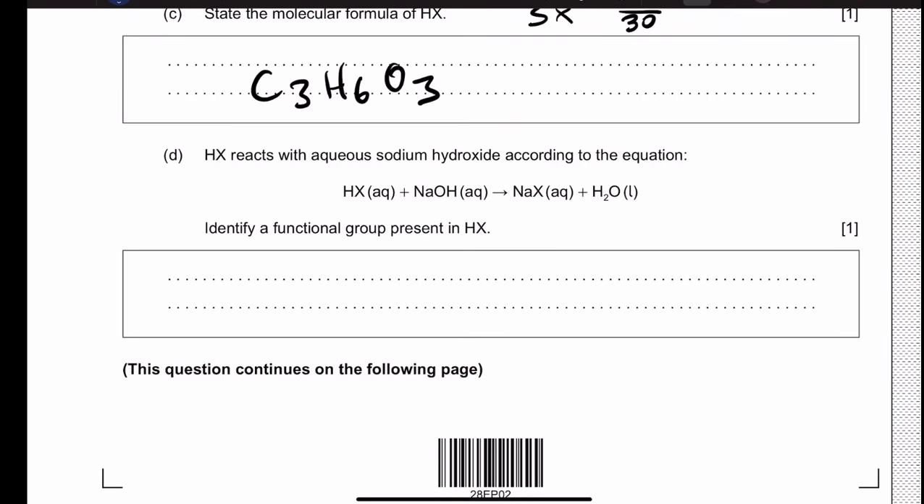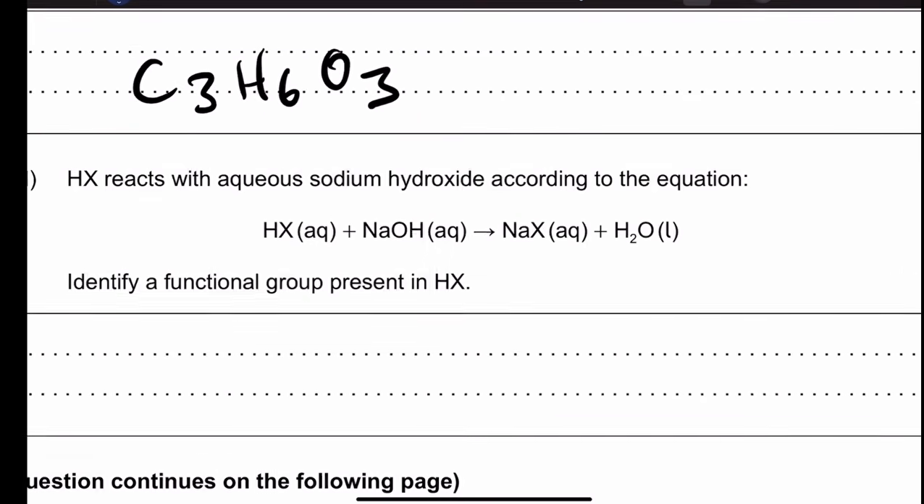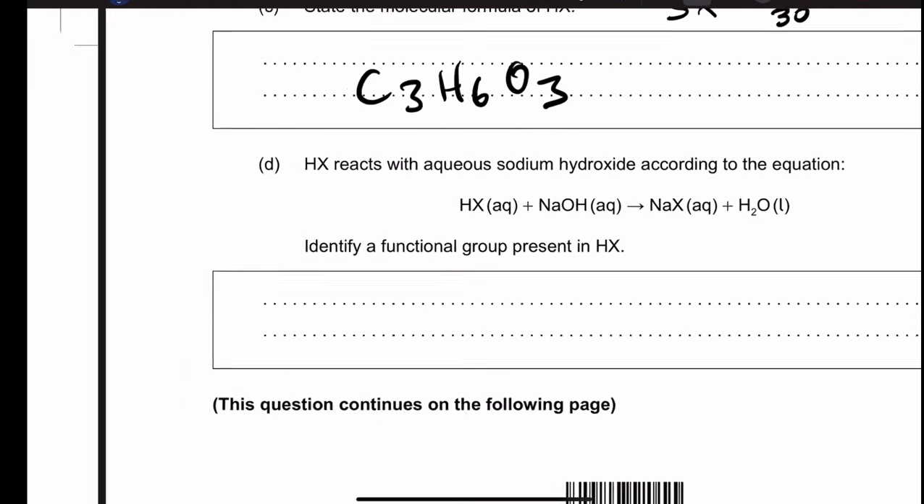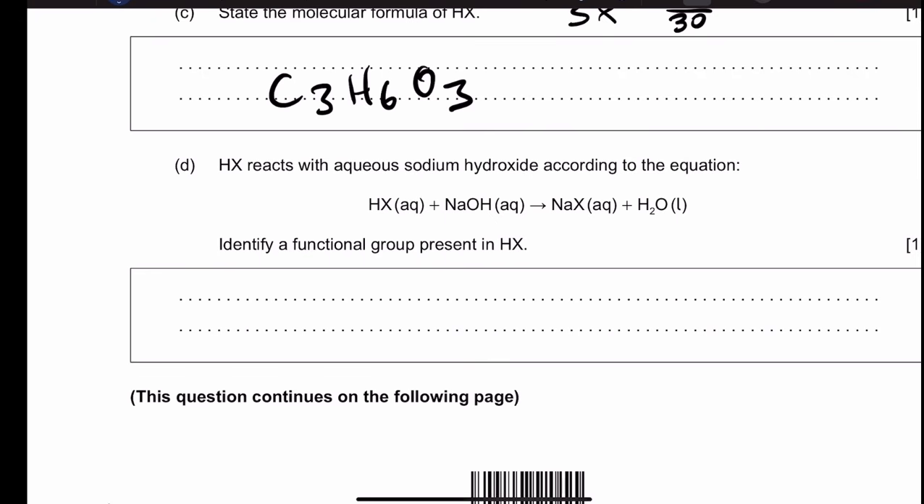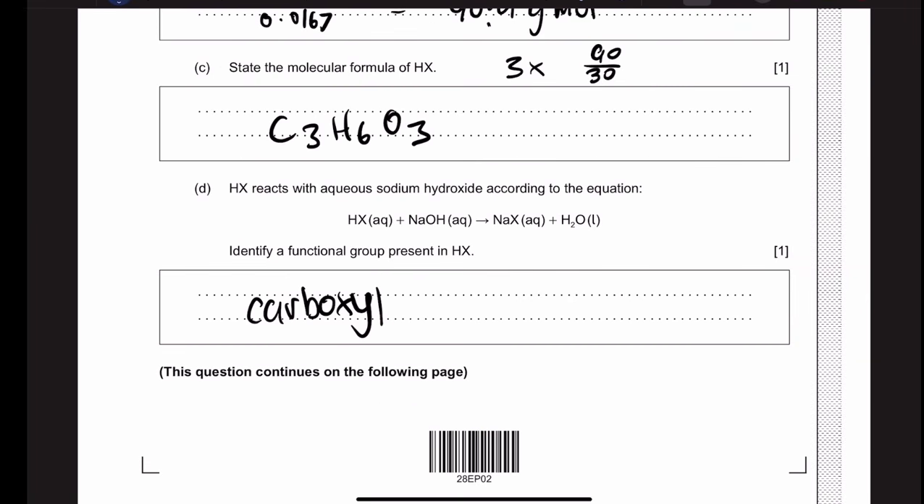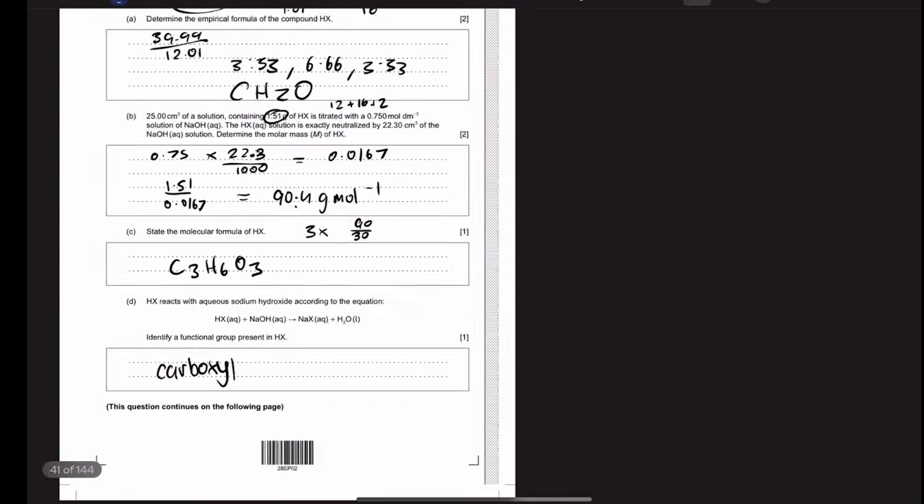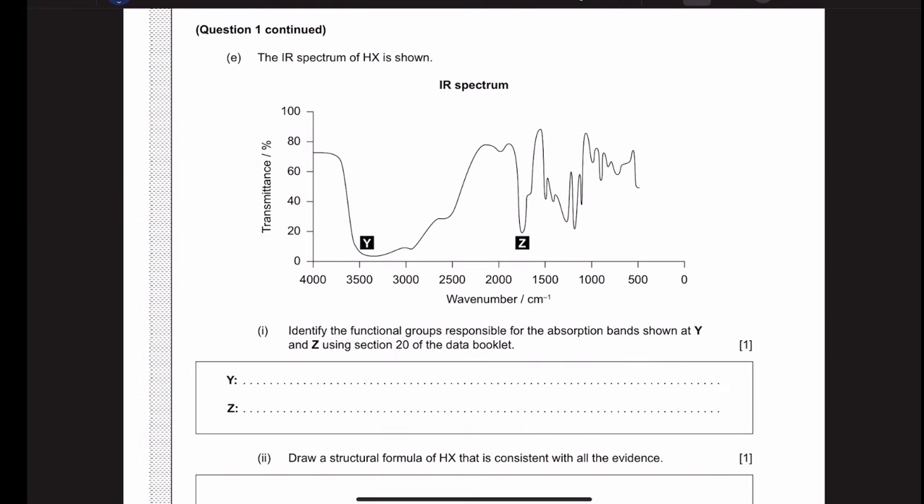HX reacts with aqueous sodium hydroxide according to the equation, sure. And it wants us to identify the functional group. Well, we know that it's reacting with aqueous sodium hydroxide and forming NaX and H2O. So we should be able to identify it's going to have some sort of carboxyl group because it's acting as an acid. So we can say that there will be a carboxyl group, COOH.